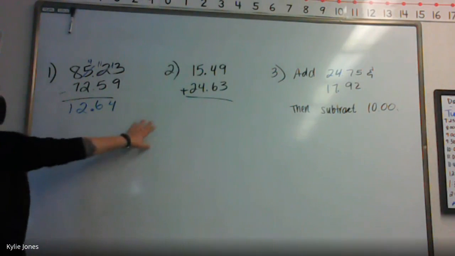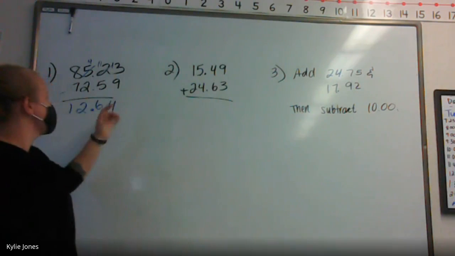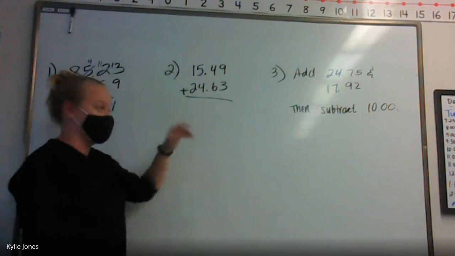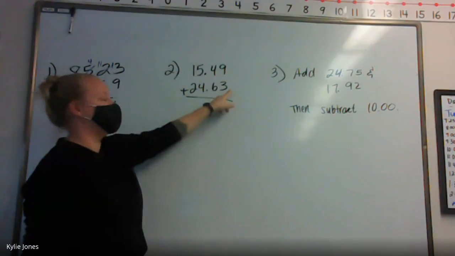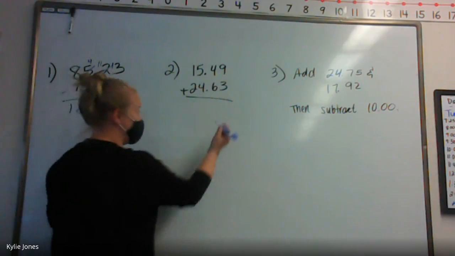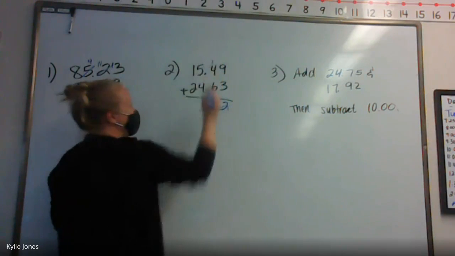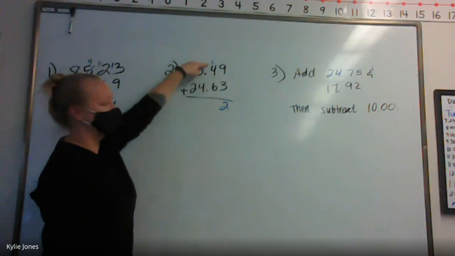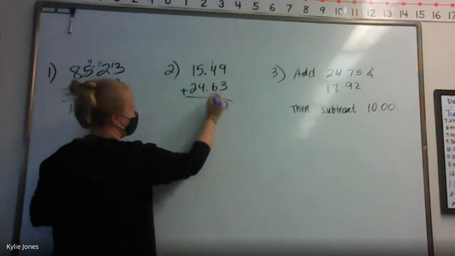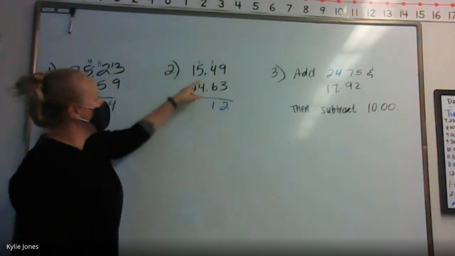Number 2, we're adding. Oh, is it 9 and 3 again? I just made these up on the spot. What is 9 plus 3? 12. 9 plus 3 is 12, so we drop our 2, carry the 1. What is 6 plus 4? 10 plus 1 is 11. Carry your 1. Bring down your decimal.